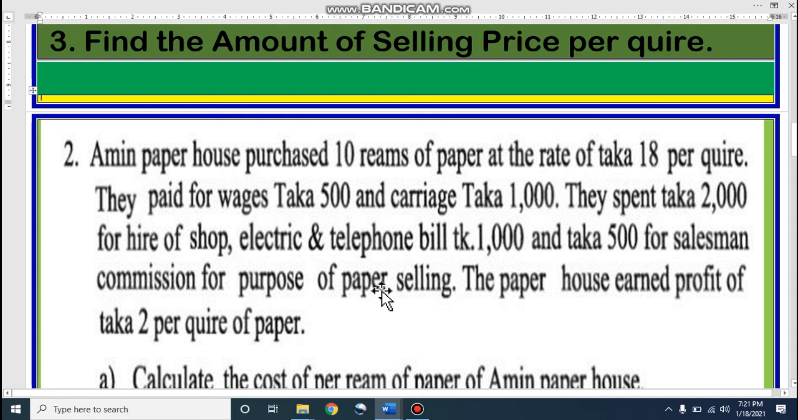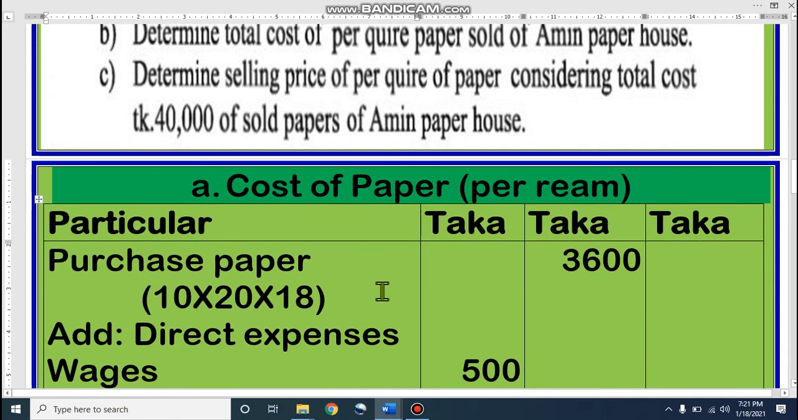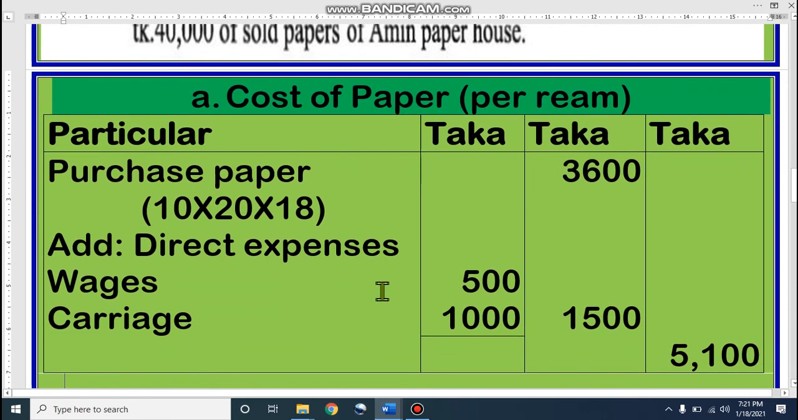Dear student, in this math, the main thing is that you have to learn which one is direct expenses and which one is indirect expenses. The expenses which are related to purchase or production are direct expenses. The expenses which are related to sales are indirect expenses. So keep it in your mind, direct expenses and indirect expenses, and profit is 2. I hope all of you understand. Cost price equals purchase price plus direct expenses. This is the formula, then you will get the cost price.